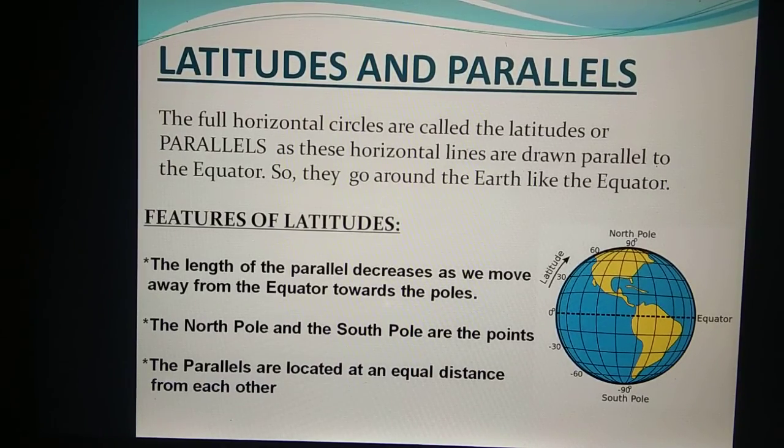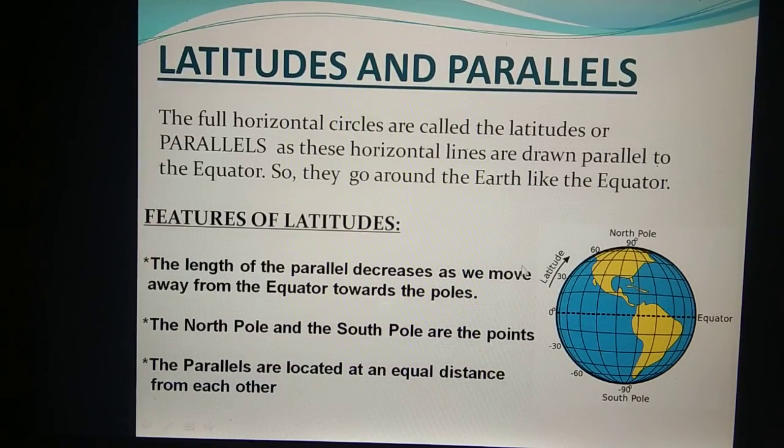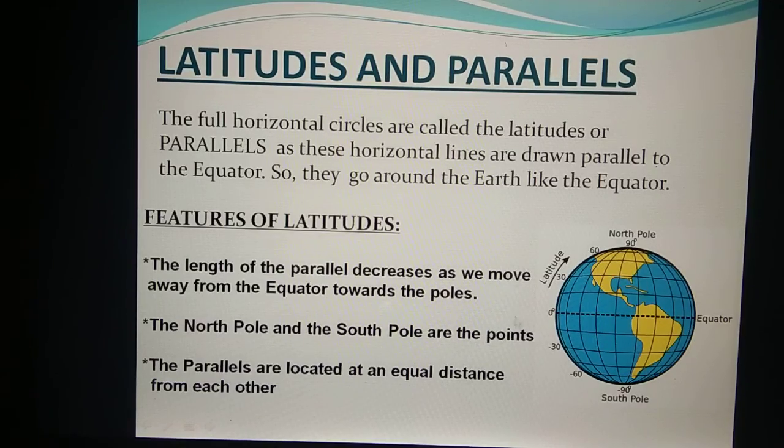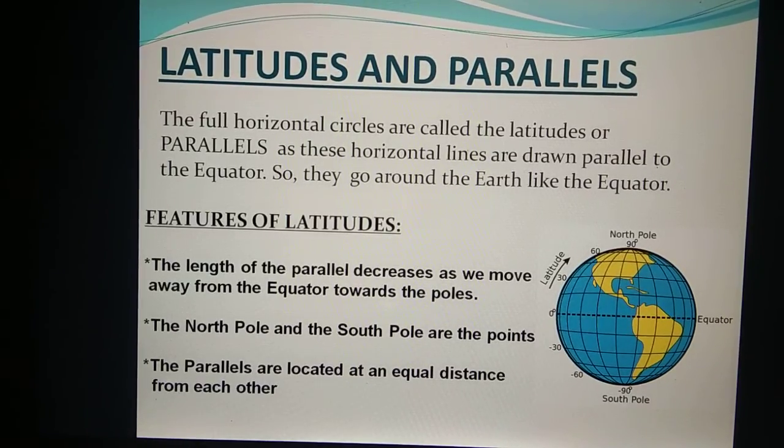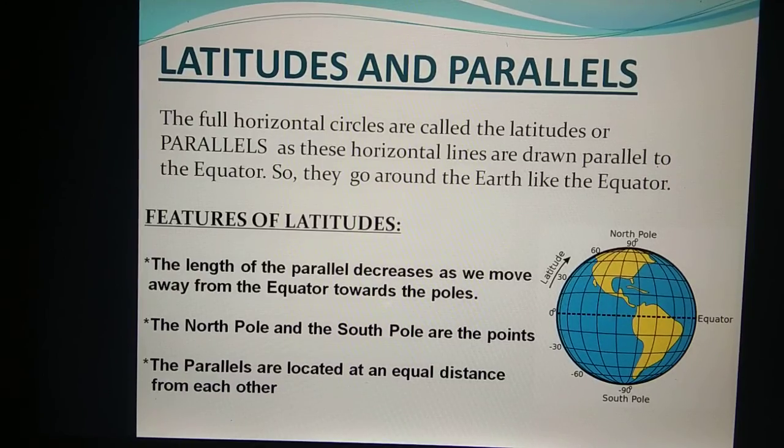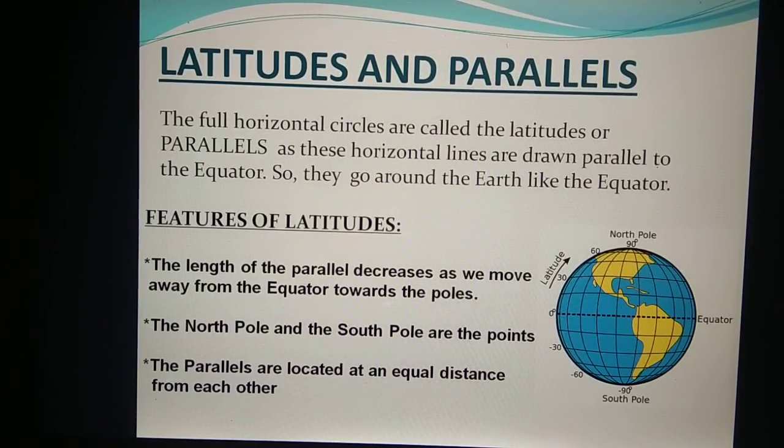The length of the parallel decreases as we move upwards or downwards. That is, as we move towards the pole, the length of these latitudes decreases. Remember, we have learned in our previous class that these poles were termed to be points. The parallels are located at an equal distance from each other. The distance between two parallels is equal.